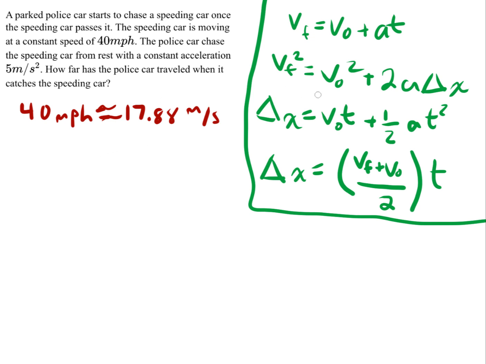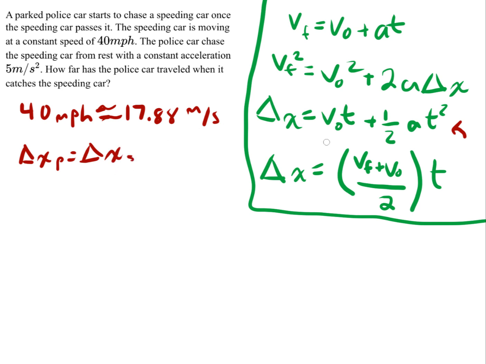So now, when the police car catches this speeding car, they must have the same displacement, because they must be at the same location for the police car to catch up. So we can just simply use this equation. The displacement of the police car must equal the displacement of the speeding car.